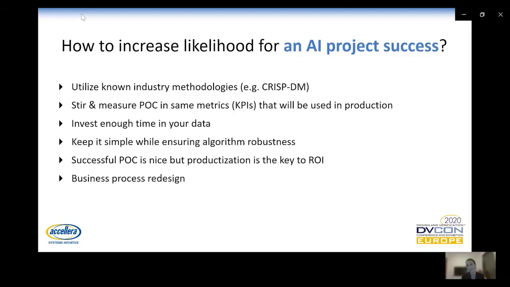For the AI project itself, there is always a trade-off on which algorithm to use. Sometimes it could be a very simple one, but it won't be robust enough. And sometimes the too complex will not meet the resources that you have at your disposal. So it's an art to balance between keeping it simple and the robustness of the algorithm, and this is the art of data science.